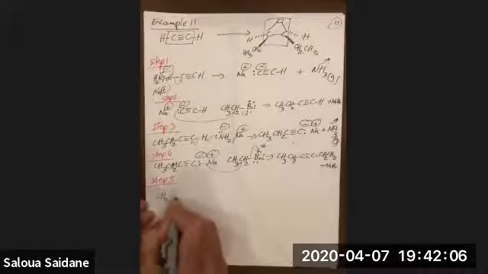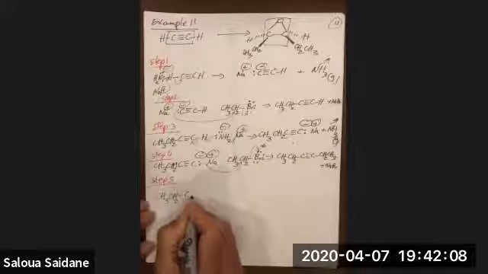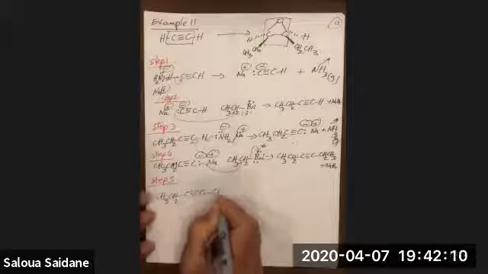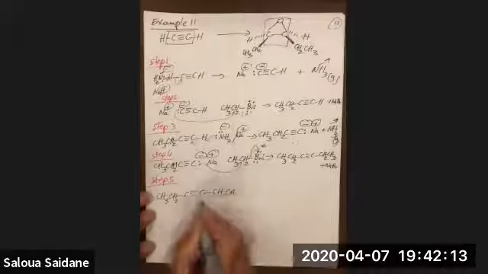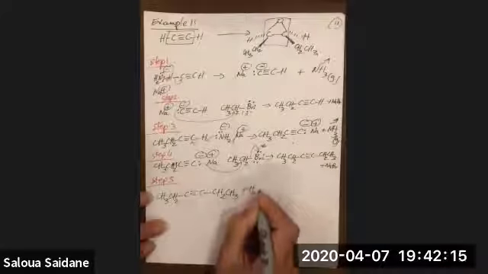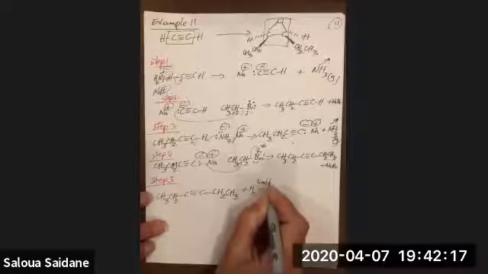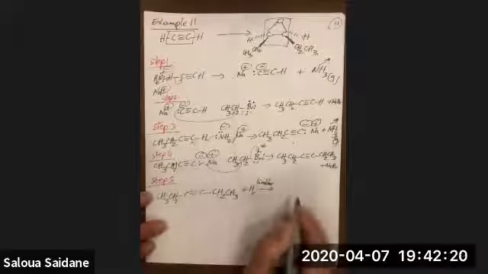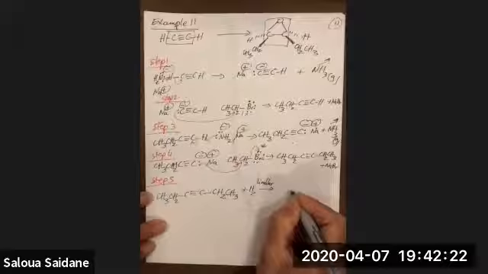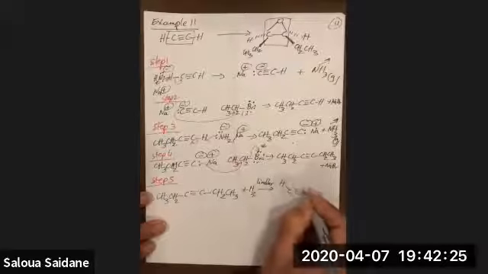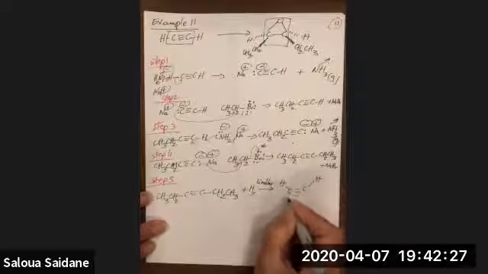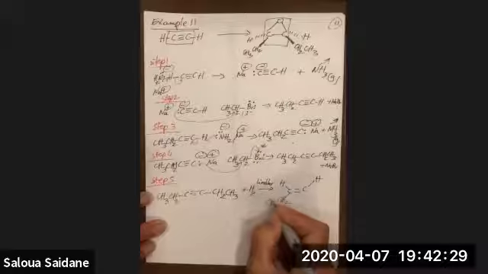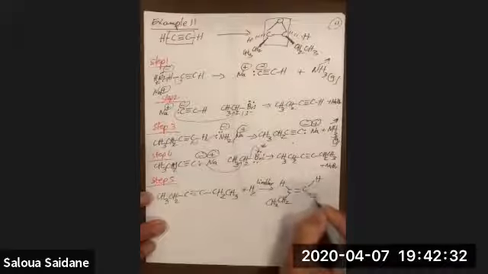CH3, CH2, C, and we're going to add H2 and Lindlar. Lindlar always produces the cis. So you can put C, H, C, H, and then CH3, CH3, CH2, CH3. That's our cis before we put the epoxide, before we get the epoxide.